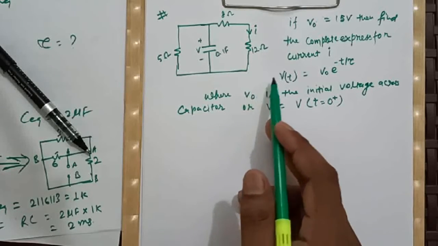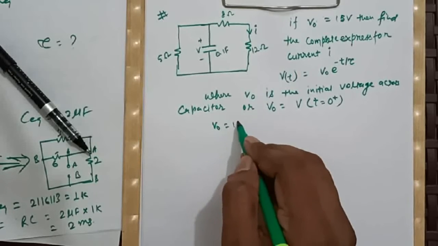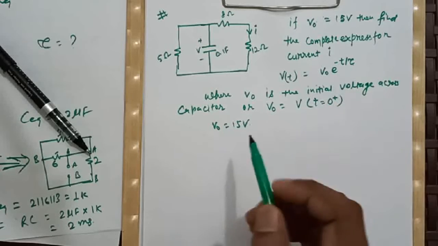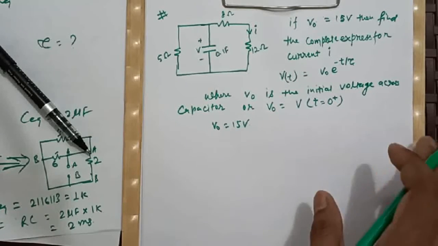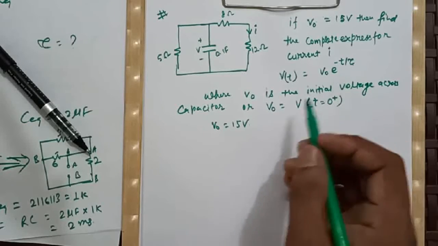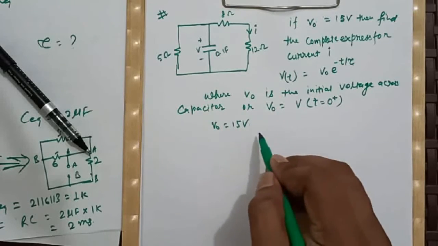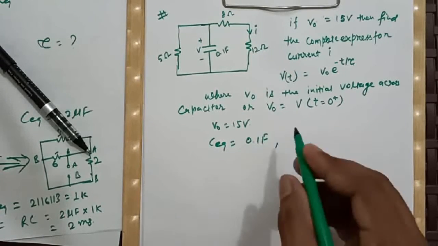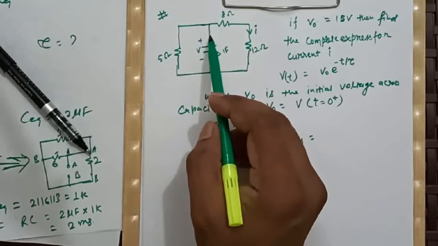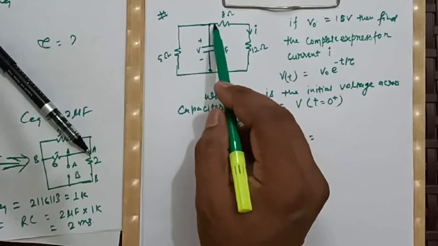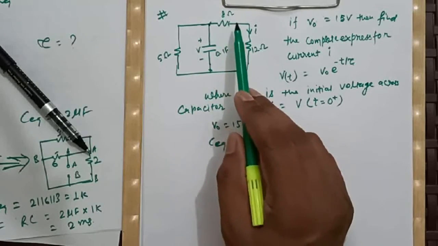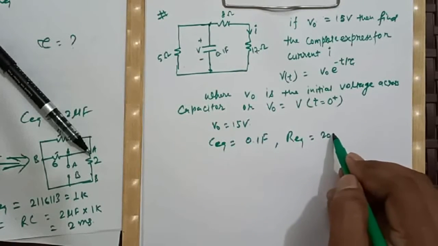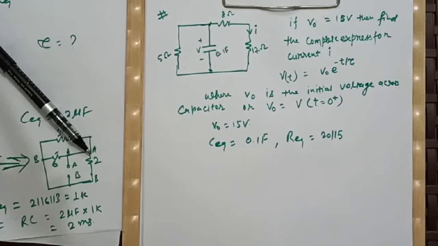So in the question they have already given that V0 is equal to 15 volt, right? Now our next target is to find tau. Just a few minutes ago we saw how to find the time constant of a circuit. In this circuit our C equivalent is 0.1 farad. Now what will R equivalent be? See, R equivalent between these two terminals will be 8 plus 12, 20, and 20 in parallel with 5. This will be the R equivalent.